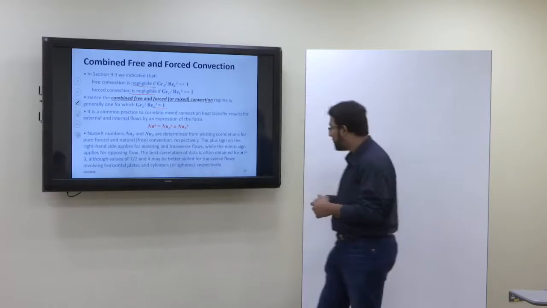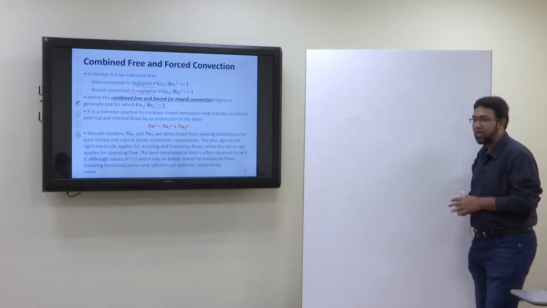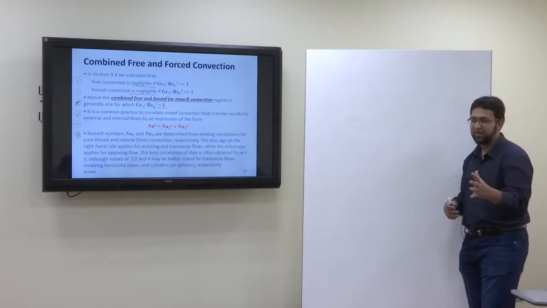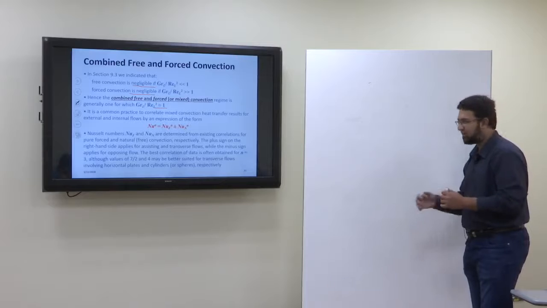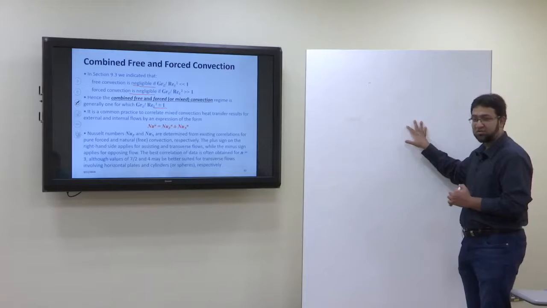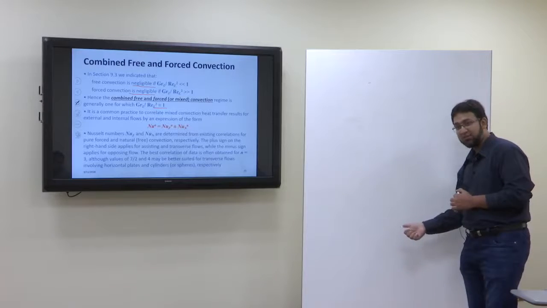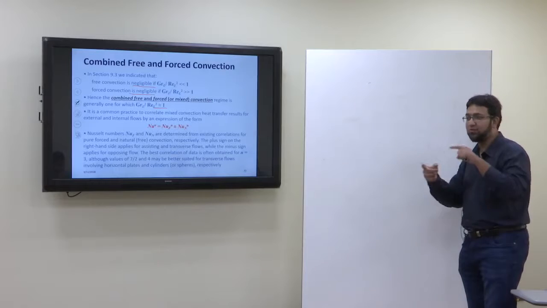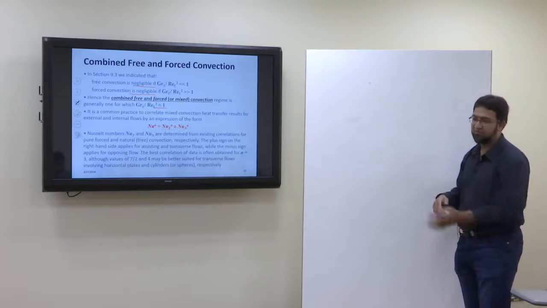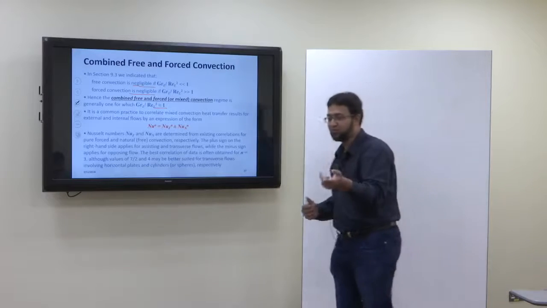So suppose you have a heated plate, let's say a vertical surface at 400 degrees centigrade, and I also make a small flow across it. Let's say I put a small power fan, which makes a small flow. So there is some forced convection here, but because the plate is so much hotter than the atmospheric temperature, there will also be free convection flow. So it will be a combination of free and forced convection. The buoyancy effect will be there along with the forced flow.